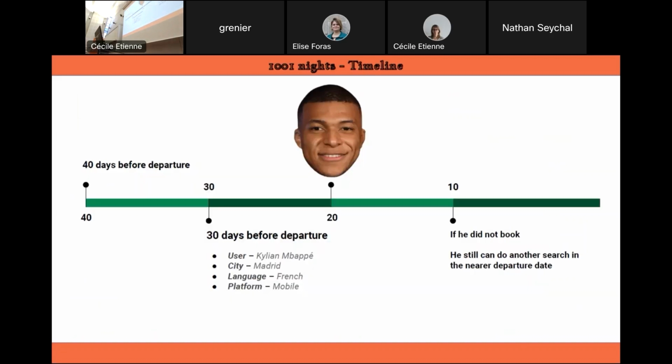So what does this mean? For example, we make an API call with the user Kylian Mbappé, who wants to go to Madrid. He speaks French, and he does his search on mobile. If we want to make another API call for this user, we can only make it so that Kylian Mbappé still wants to go to Madrid in French on mobile, but on a nearer date, like 10 days before his departure, or 5 days, or 3 days, and then 2 days, etc.